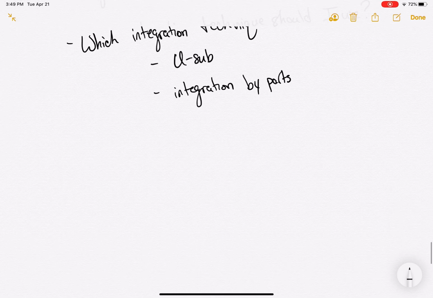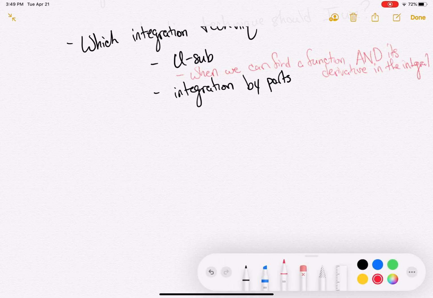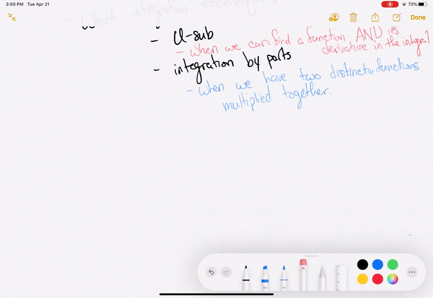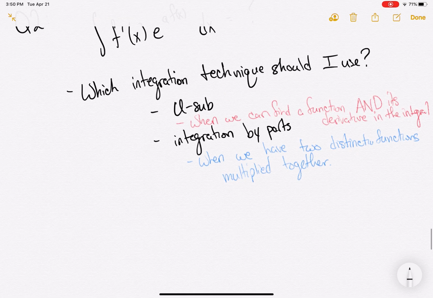So what you want to think about is, when do we use each one? We use U sub when we can find a function and its derivative in the integral. We use integration by parts when we have two distinct functions multiplied together. That's how you want to think about these. If I want to use U sub, I want to find a function and its derivative inside the integral. Integration by parts, I want two distinct functions multiplied together.